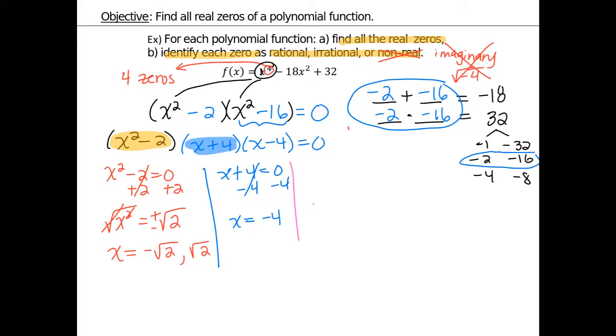And then that leaves us with the last one. My last one here is x minus 4. Make that equal to 0. Do the inverse by adding 4. And that'll give us x is equal to positive 4.